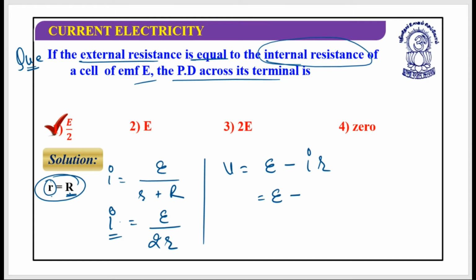This is E minus I equals E by 2R multiplied by R. This has gone. E minus E by 2, it's E by 2. Did it? Great job. This question requires approximately 30 seconds only.